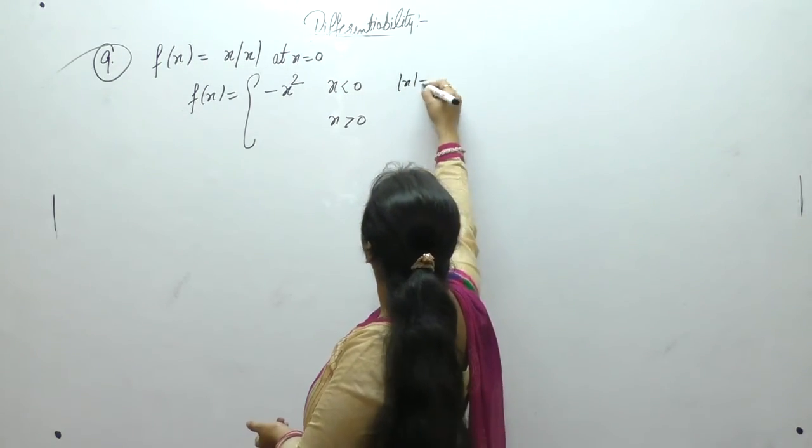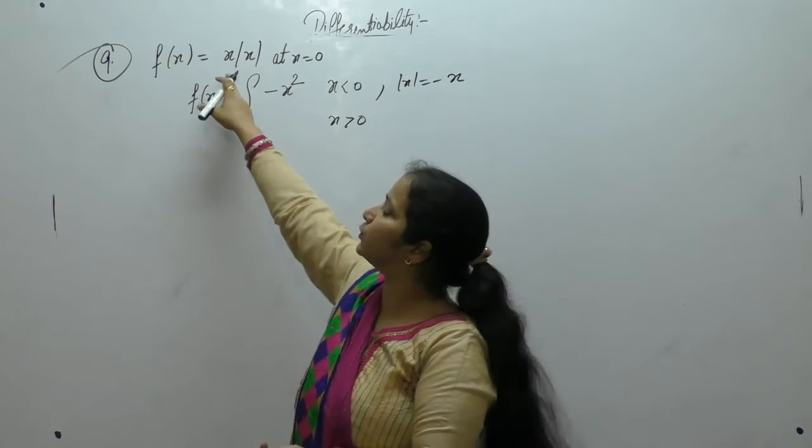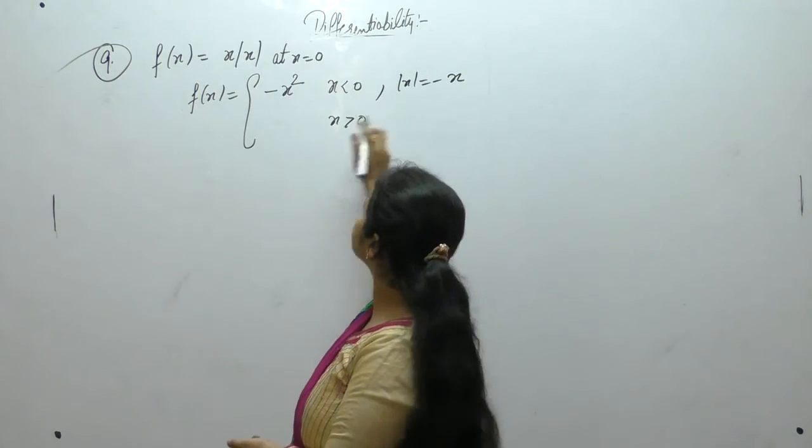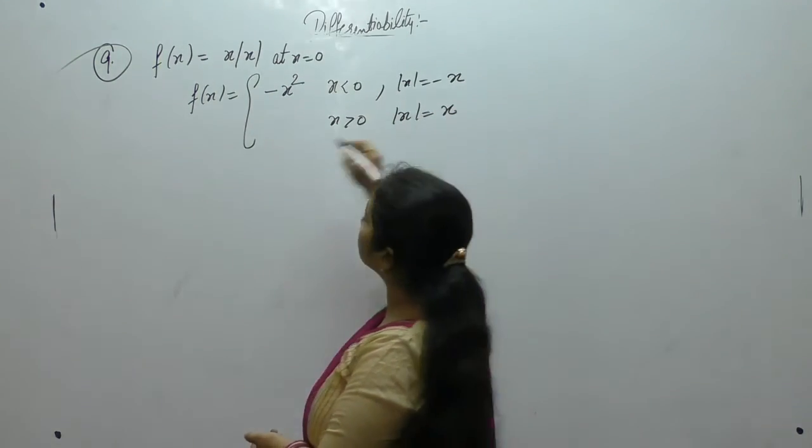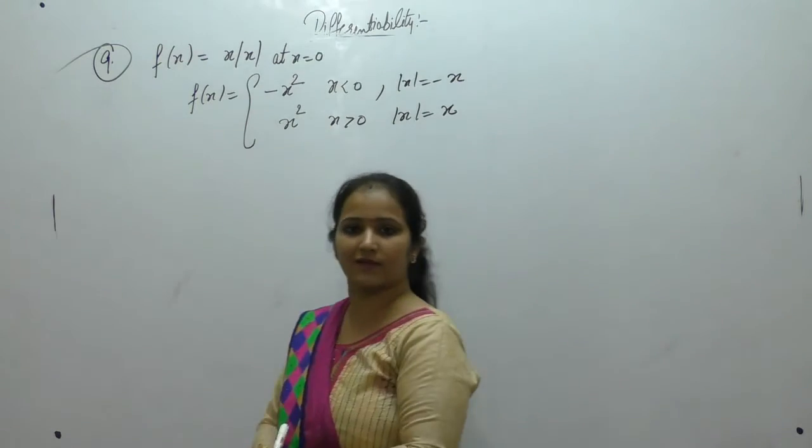Modulus of x is minus x. So minus x into x is minus x square. When x is greater than 0, modulus has positive value. So this is the value.